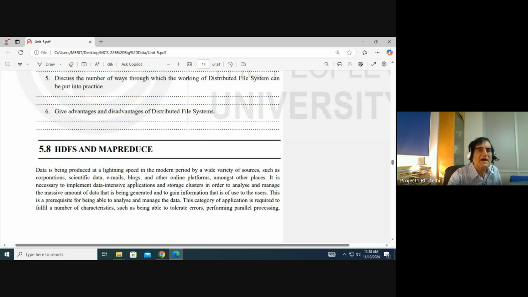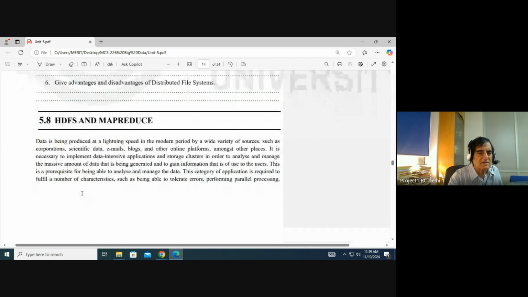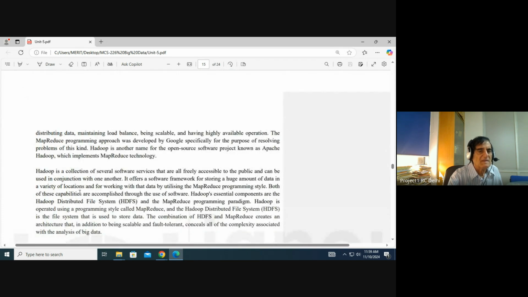So that's why there is a wide variety of sources such as corporations, scientific data, email, blogs, and other online sources. And with the internet becoming so easily available, in 1999 we were not able to get the internet even for 256 bytes, but now you are getting gigabytes as normal internet. You are talking about petabytes and all that. So that's the type of thing. Hadoop is a collection of several software services that are all freely accessible.